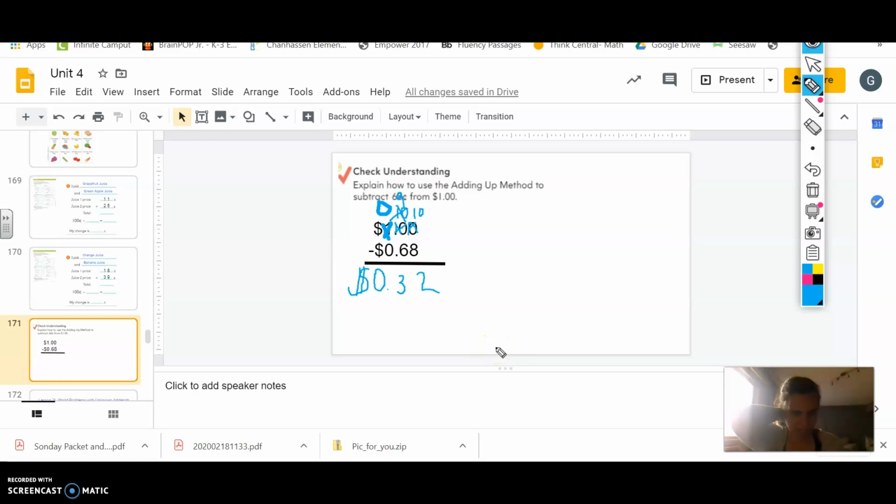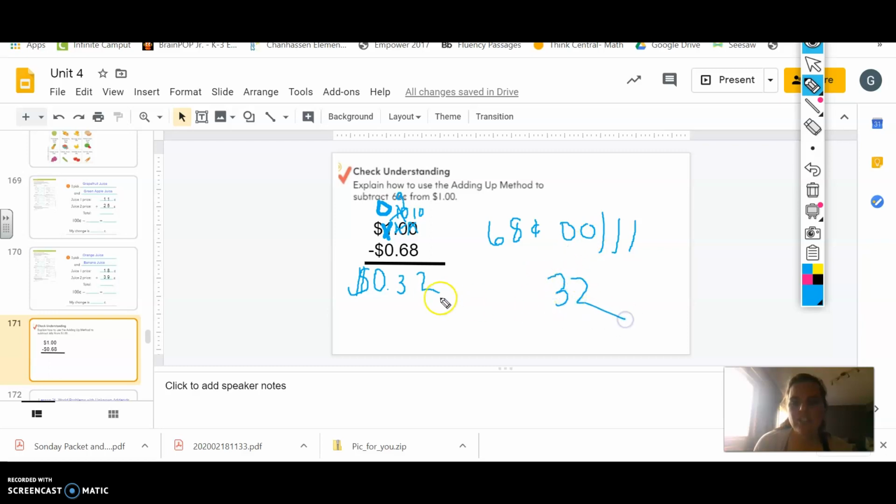Remember, our adding up method is I could take the 68 cents that I have, and then I need to get up to $1. So I'm going to do ones first until I get to a 10, and then I'm going to do my 10 sticks. 68 cents, 69, 70. I'm going to switch over to 10 sticks. 80, 90, 100. So now I have 10, 20, 30, 31, 32 cents.